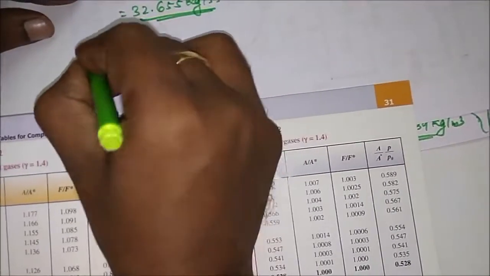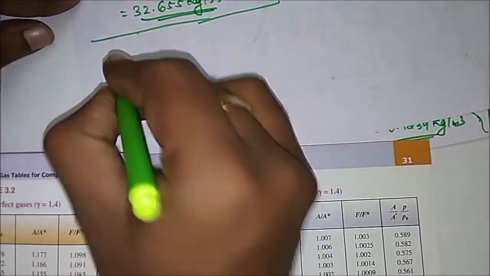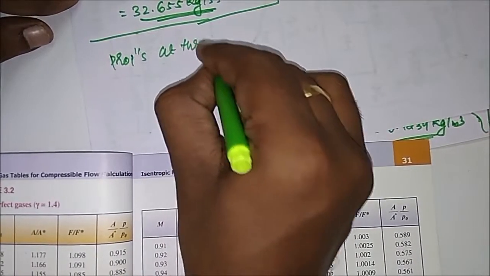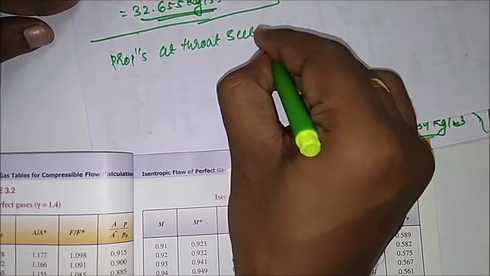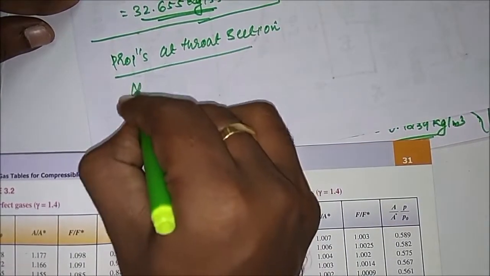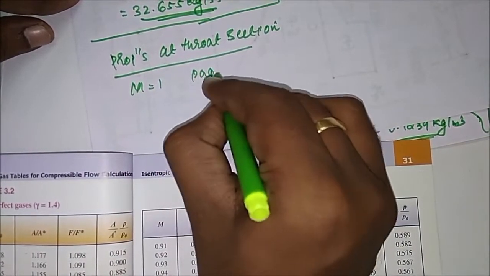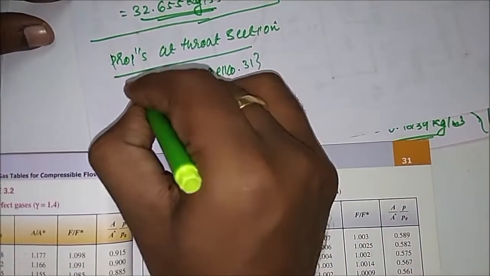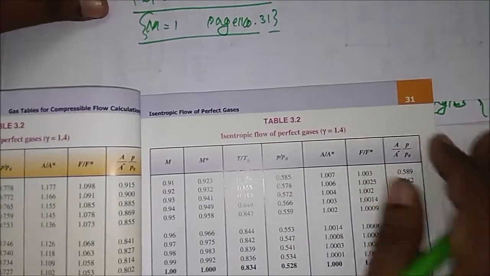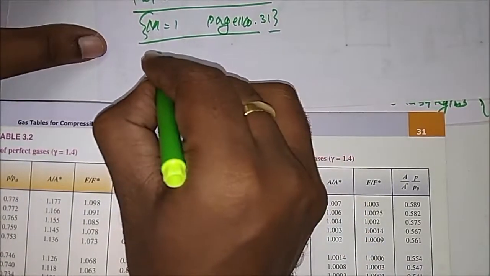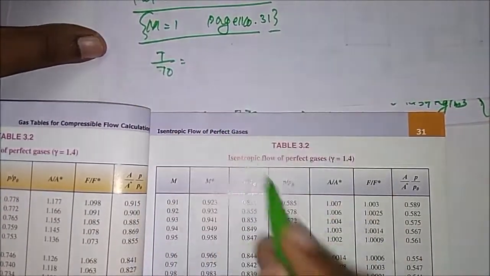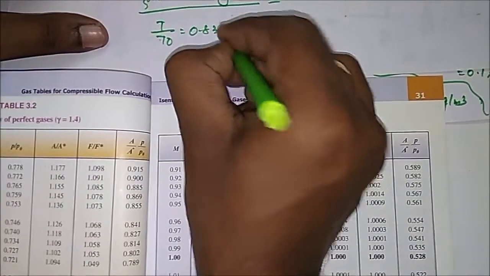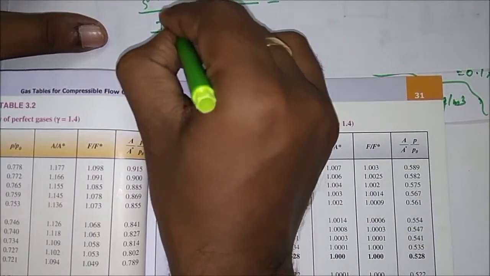That is, properties at throat section, Mach number is equal to 1. Page number 31, from isentropic flow table, T divided by T0 is equal to 0.834. At throat section, T is equal to T star.